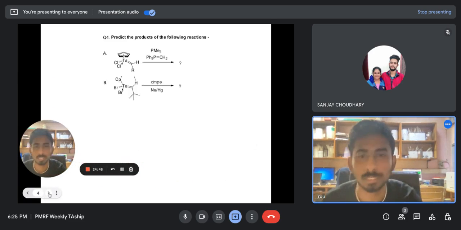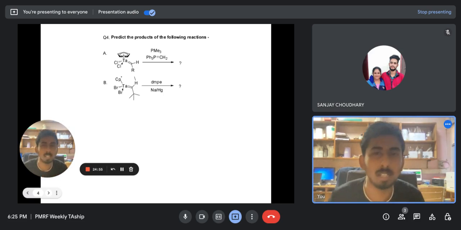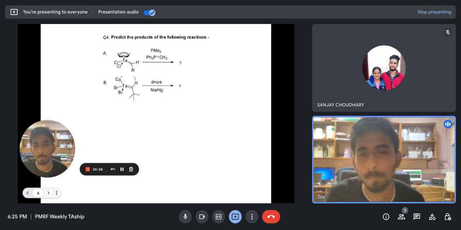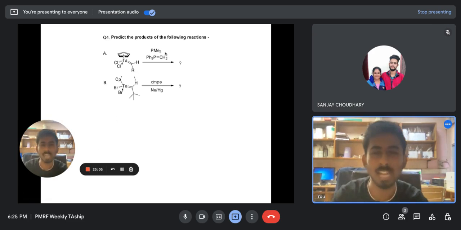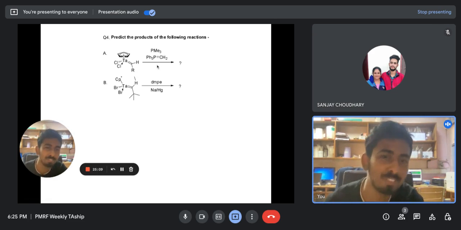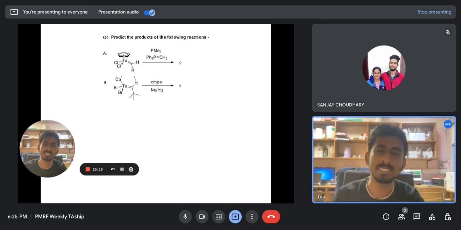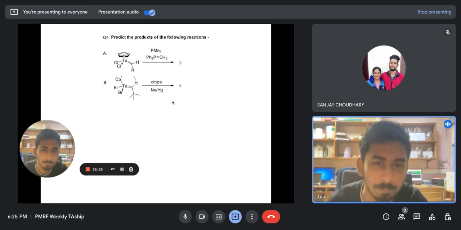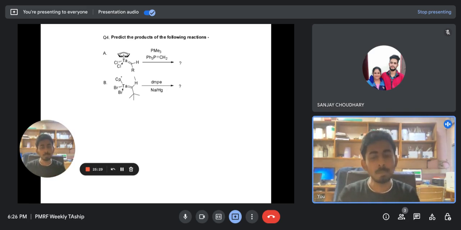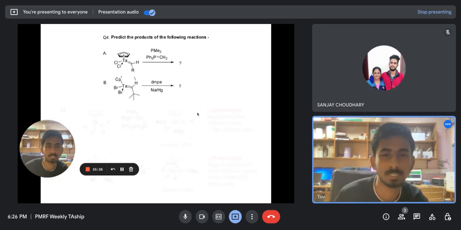So now we'll come to the next question. I have put two reactions here, A and B, and what are the products of the following reactions? In the first case, the complex Cp2TaCl2 double bond CHR is treated with PMe3 and this Wittig-type reagent Ph3P double bond CH2. What is the product? The second reaction is regarding a similar type of tantalum complex, Cp*TaBr2 double bond CH-CMe3, a tert-butyl group, when it is treated with DMPE, dimethylphosphinoethane, a very strong chelate binding ligand, a 4-electron donor, and also the reducing agent sodium amalgam is there. So what are the products?